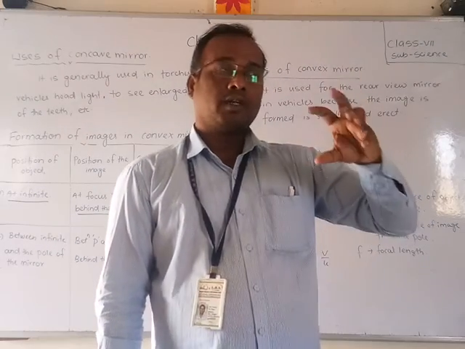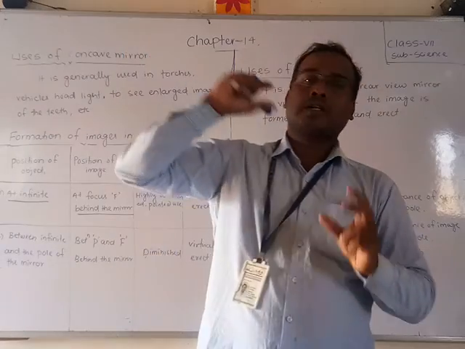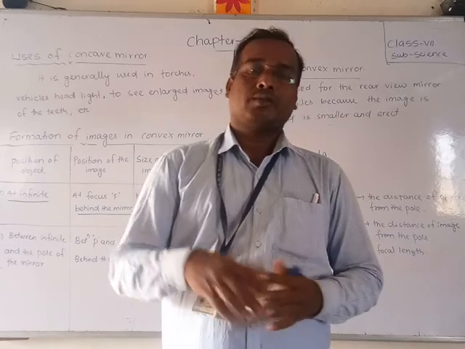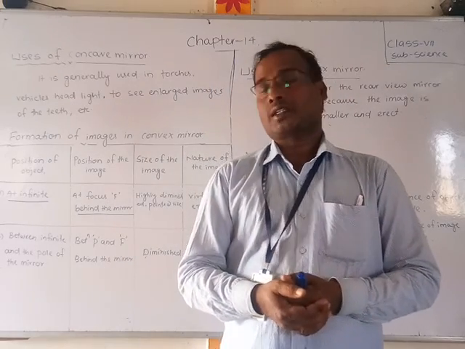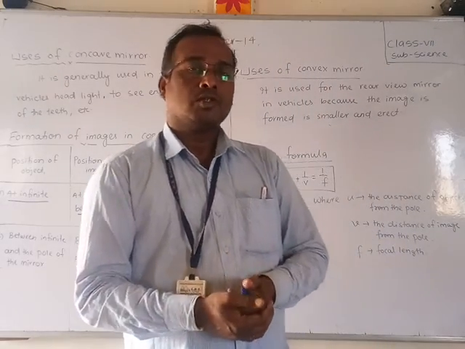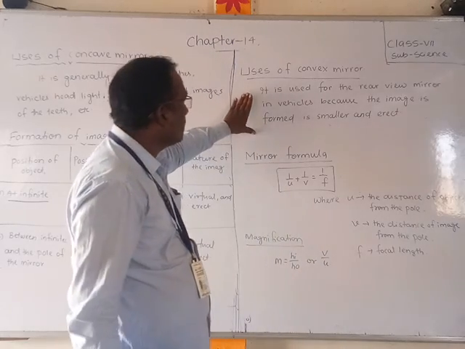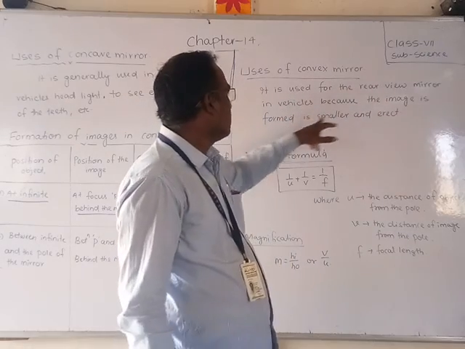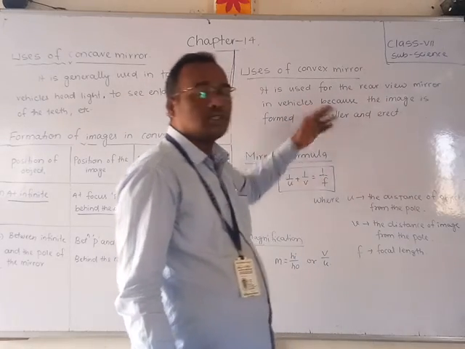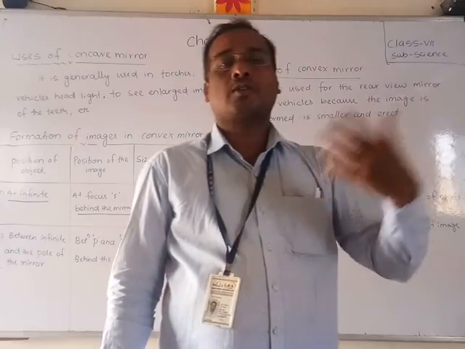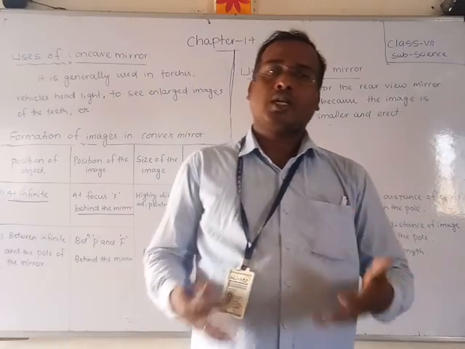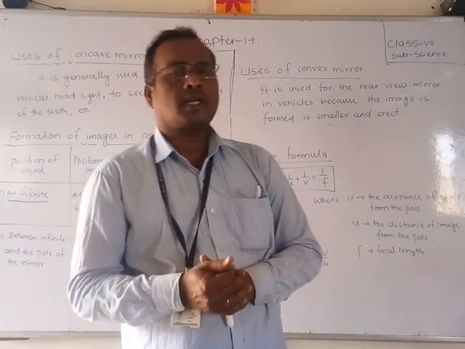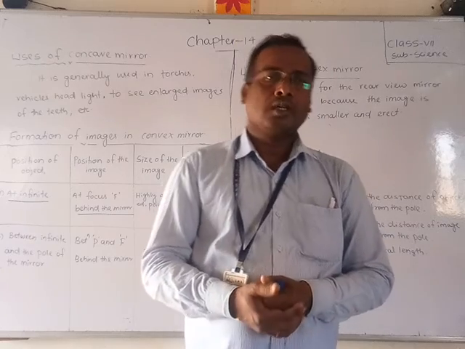So we are using it as a rear view. Whenever we observe stars at a distance in telescopes, that is also due to mirrors. You will study the convex lens and concave lens in the next video. Before that, the uses of the convex mirror: it is used as the rear view mirror in vehicles because the image formed is smaller and erect. It is used for the telescope. It is used in compound microscopes. These are used for small things, where you can see things about 20 times larger.